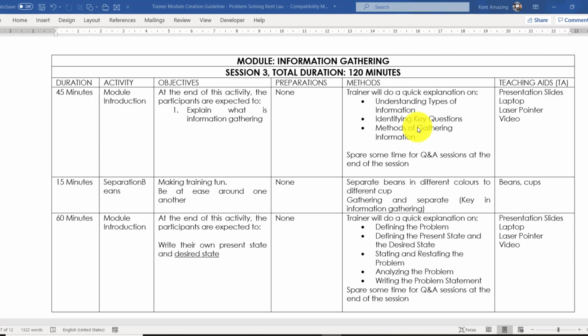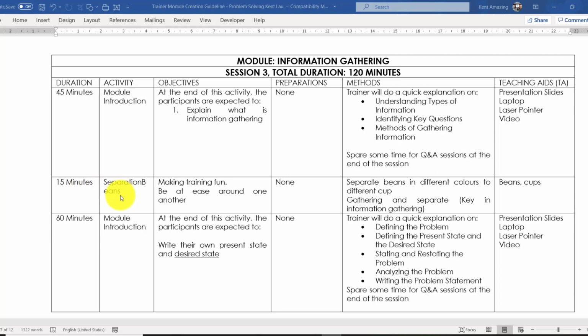What kind of questions is appropriate to ask? The students should explain what information gathering is before the problem is being solved. The information must be gathered and tabulated into graphs and charts. In the last 5 minutes of the session, we spare time for questions and answers.